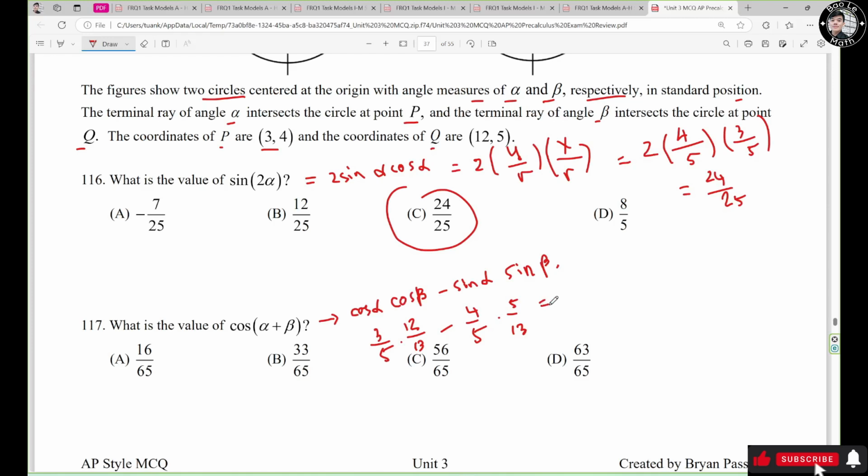Alright, now simplify this one. 3 times 12 is going to be 36 over 65. Now for this one right here, don't simplify it. Don't cancel out 5 and 5, because after you cancel out 5 and 5, you need to multiply them back. So don't do that. So minus 20 over 65. And then I'm going to subtract 36 minus 20, which is 16 over 65. The answer must be A.